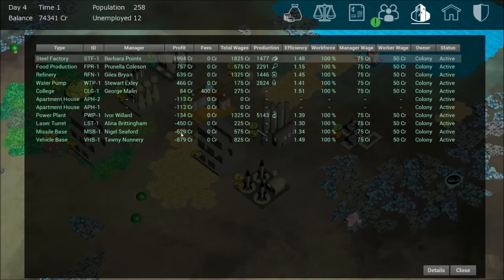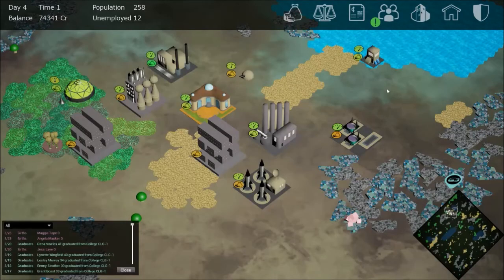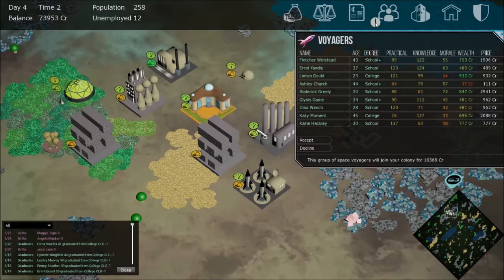The green indicator adjacent to the Society button tells us that there are space voyagers who would like to join the colony. They ask for a transfer fee and we must decide if we are willing to pay them for joining or not. This group is otherwise okay, but their morale in general doesn't look very good, so we reject the deal.